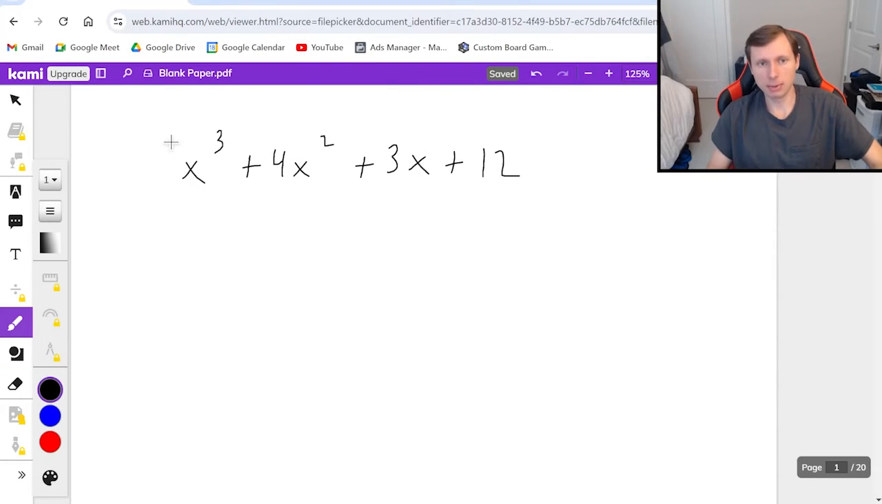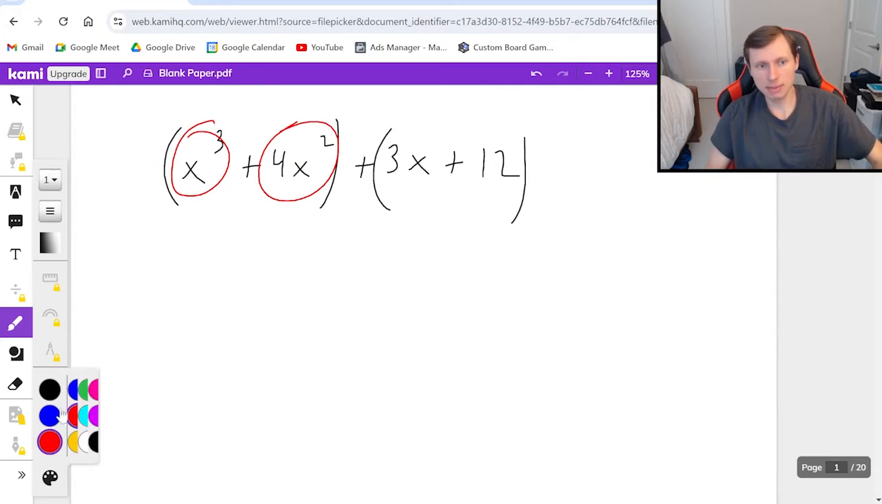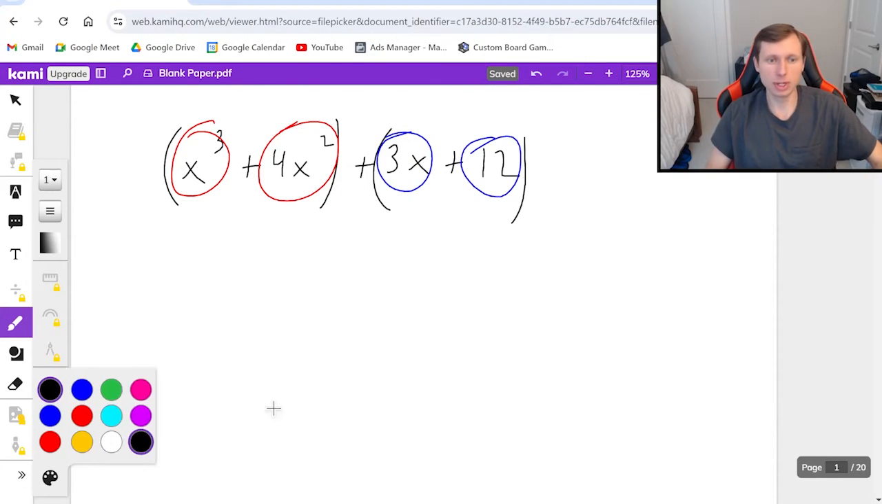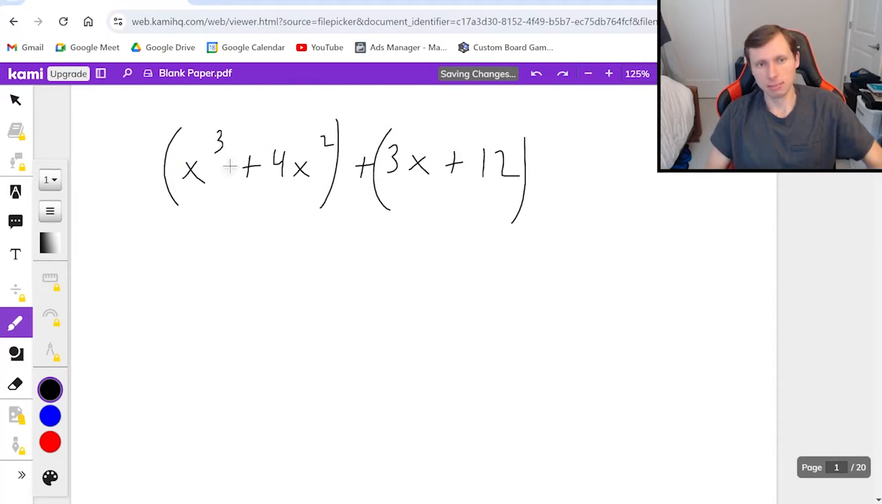First, I'm going to put parentheses around the first 2 groups and then the second 2 groups of numbers. And I ask myself, what do these 2 things have in common? And what do these 2 things have in common? In other words, I'm doing GCF factoring now, which I covered in a different video. But the biggest thing that x cubed and 4x squared have in common is an x squared.